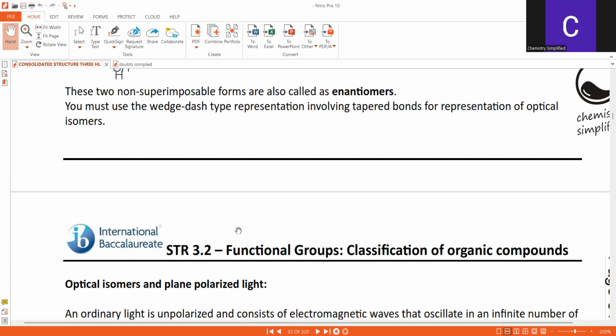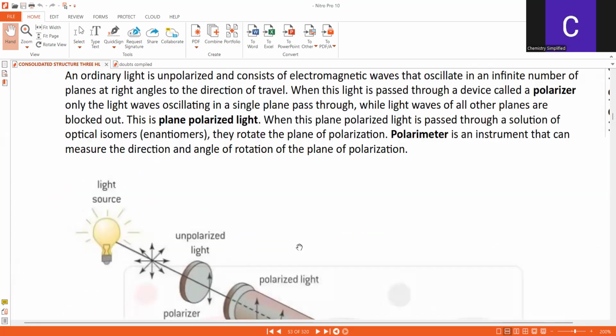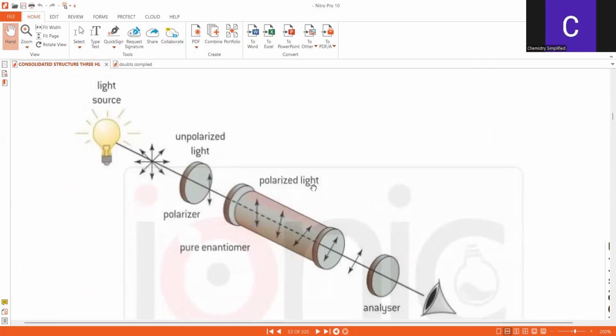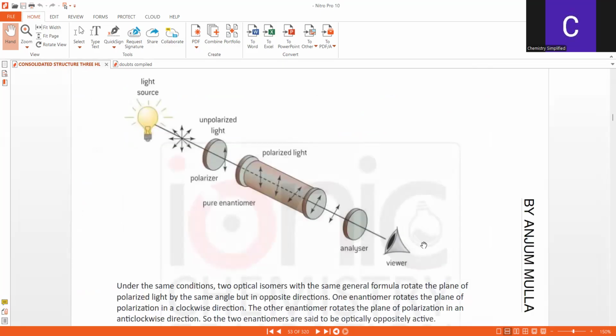Now something on polarimeter. If there is a carbon atom which is a chiral carbon, then it will have two isomers. How do these two isomers behave differently? One of the properties that they show differently is that they can rotate the plane of the polarized light.